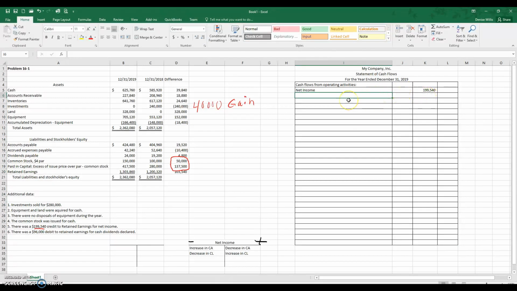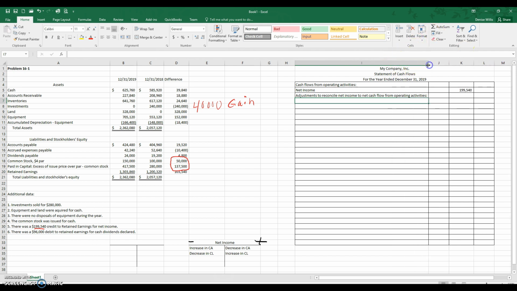Step one is we are going to have a set of adjustments, and so we're just going to simply say adjustments to reconcile net income to net cash flows from operating activities. Now that's a mouthful. Hopefully there's a drop-down box or a cut and paste option in Cengage, but it is adjustments to reconcile net income to net cash flow from operating activities. Okay, and let me make this a little wider here.